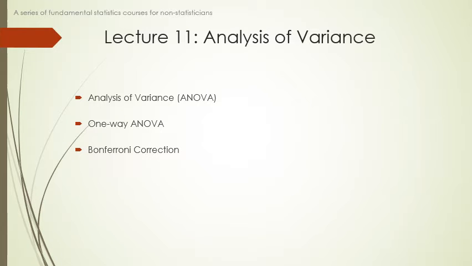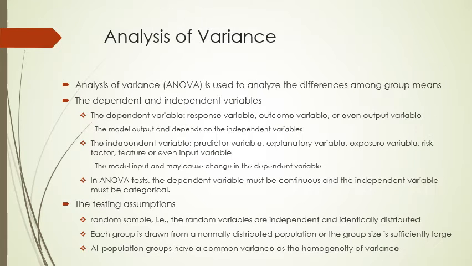In the 11th lecture, we will cover the analysis of variance, including one-way ANOVA and the Bonferroni correction. Analysis of variance analyzes the differences among group means in a sample. It is a form of hypothesis testing heavily used in the analysis of experimental data.